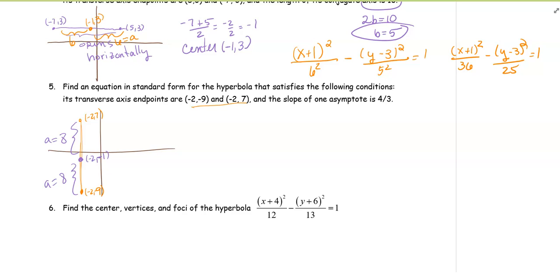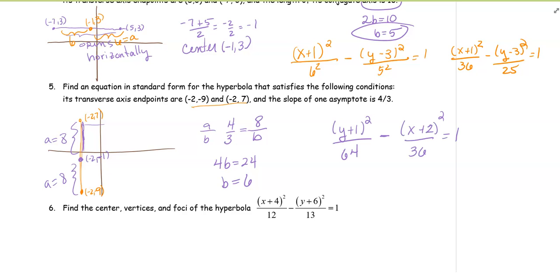So if A is 8 and the asymptote slope is 4/3, and I know my slope is going to go up so many and over so many, I have to do a proportion. 8, which represents A, over B in this scenario. And I need to solve that proportion. Pause the video and go. So that was the challenging part, getting that proportion. Now we're good to go. Write your equation. Woo, feeling good. We're going to skip 6 because this video is already getting lengthy.